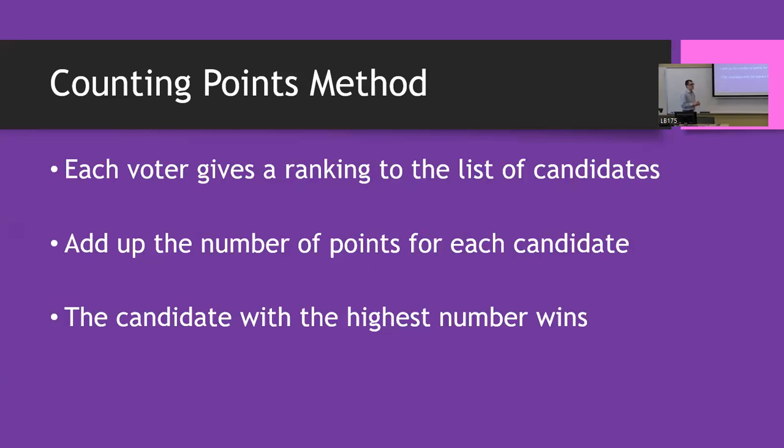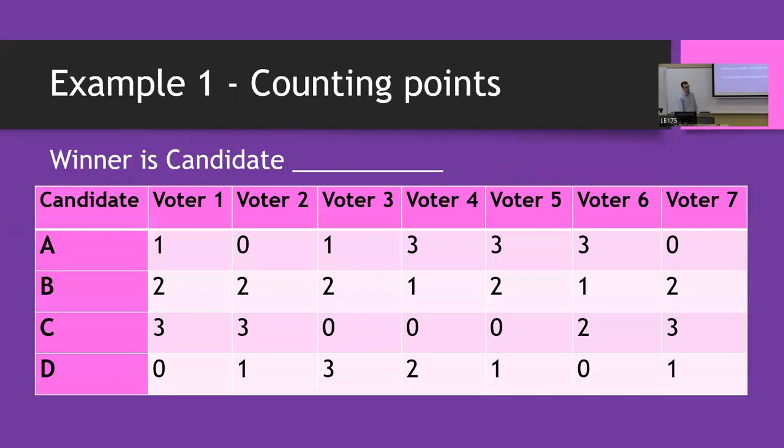Pretty straightforward. We're just going to total up the points and the highest number wins. Okay. So let's take a look at this example here. We have 4 candidates running for whatever position they're running for. We have A, B, C, and D.